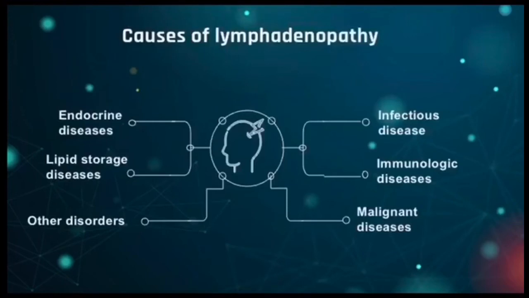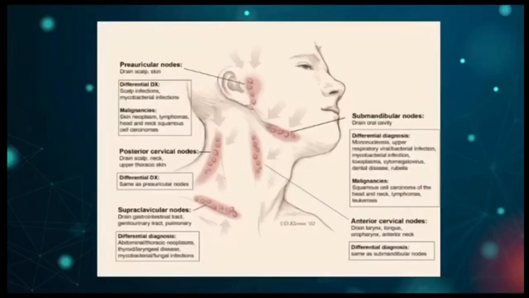Lymph nodes are part of the immune system. They help the body fight infection, and they can get inflamed or swollen for several reasons, like infectious diseases, which can be viral or bacterial, immunologic diseases, malignant diseases, endocrine diseases, lipid storage diseases, or other disorders. This picture shows the locations of the lymph nodes and the causes of a swollen node.